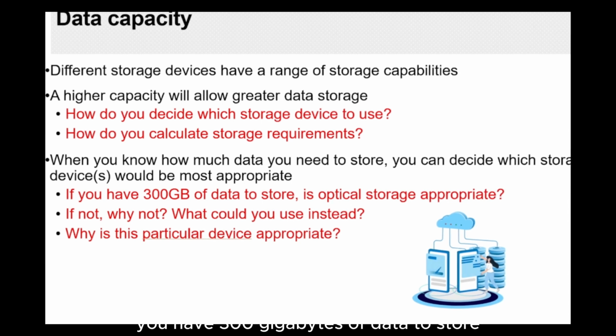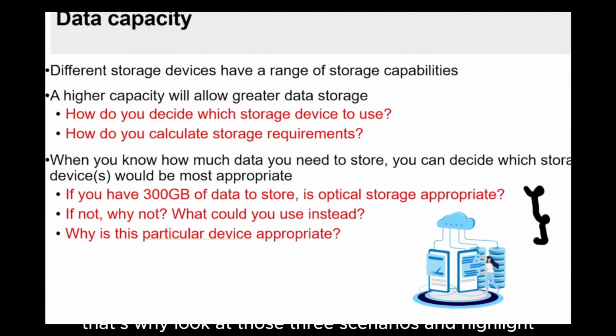You have 300 gigabytes of data to store. Is optical storage appropriate? If not, why not? What could you use instead? Why is this particular device appropriate? So these are the questions you need to keep in your mind when you're doing these sort of questions. Which device is most appropriate for what purpose? So that's why you should look at those three scenarios, go over them again and see.